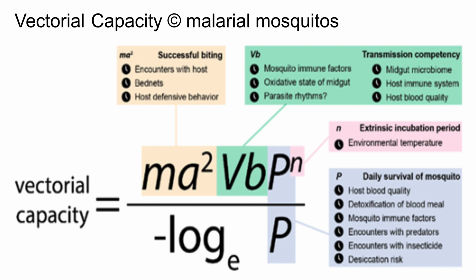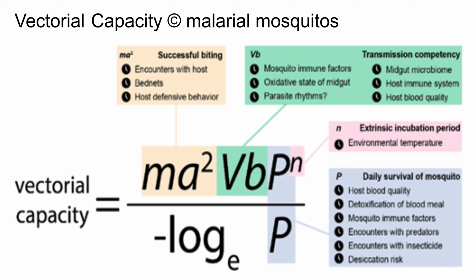P sub n, the n is what's known as the extrinsic incubation period. This is just basically the environmental temperature once the blood meal has occurred. And then P is the daily survival. So again, this is affected by host blood detoxification.